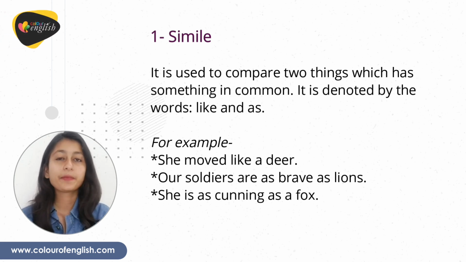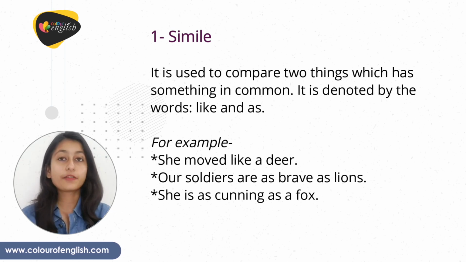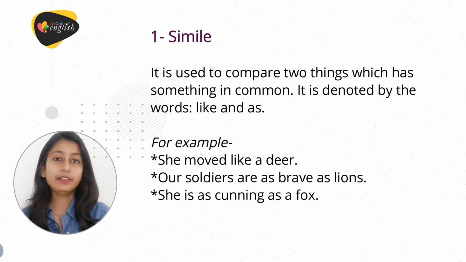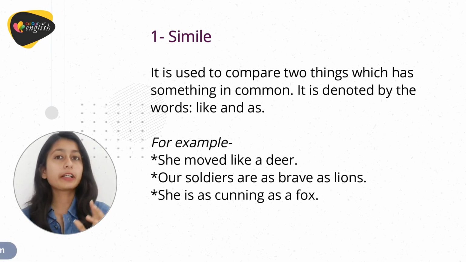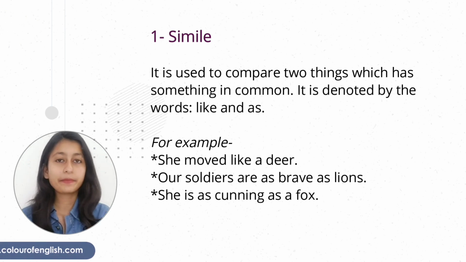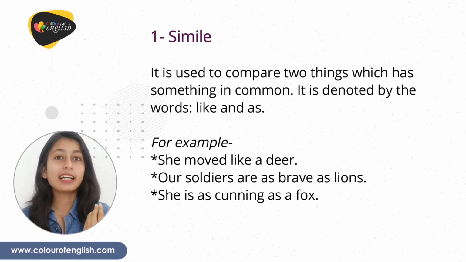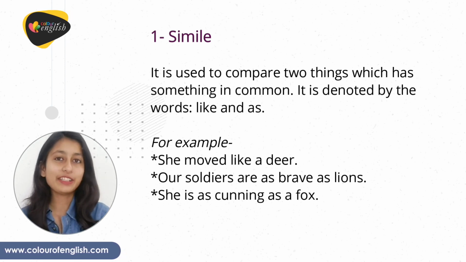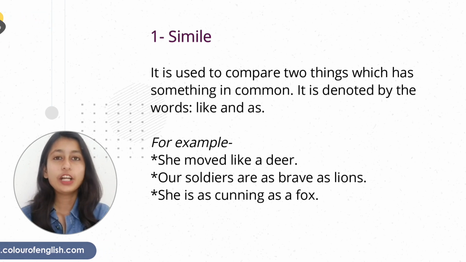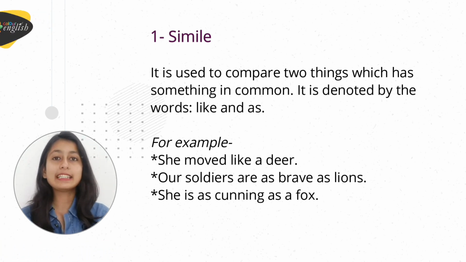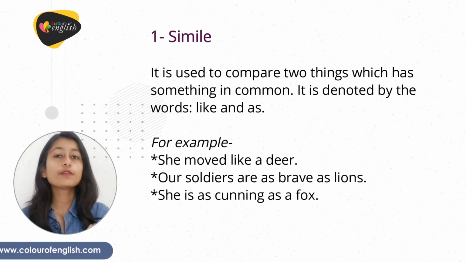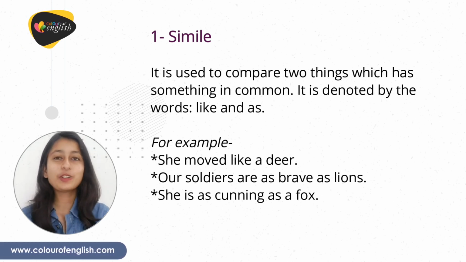Another example is, she is as cunning as a fox. So we have compared a girl with a fox. So here comparison of two things is made and also there is something common in between them, that is the cunningness. She is as cunning as a fox. We have used the word as for comparison. So in simile we use words like and as for comparison of two things which have something in common between them.